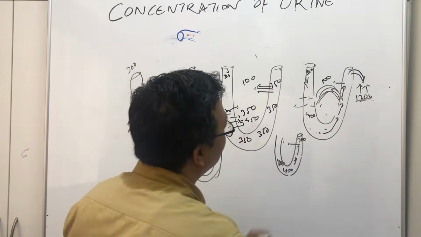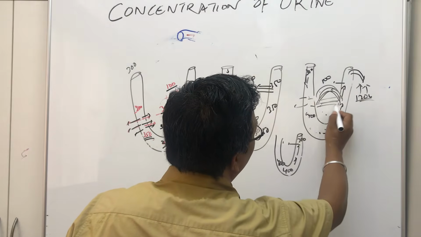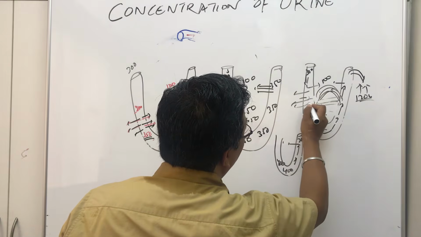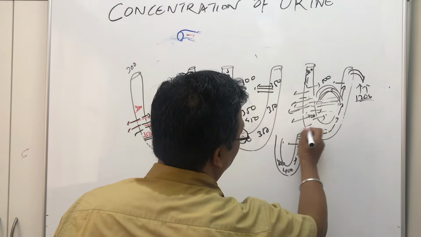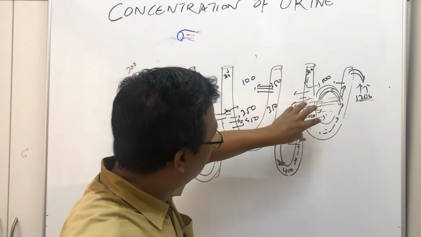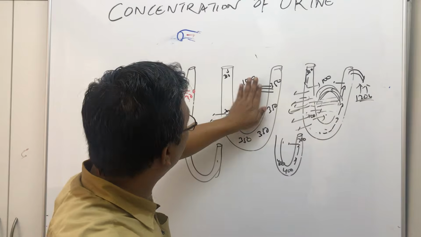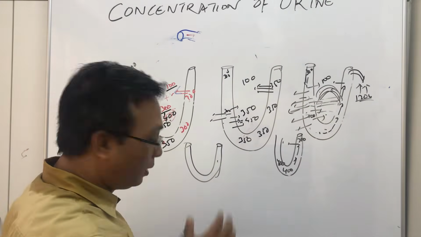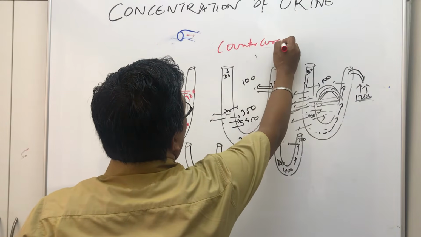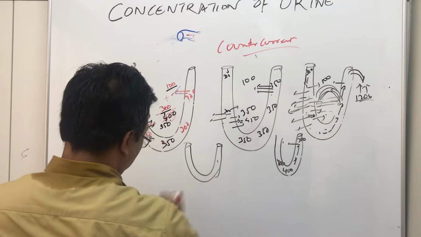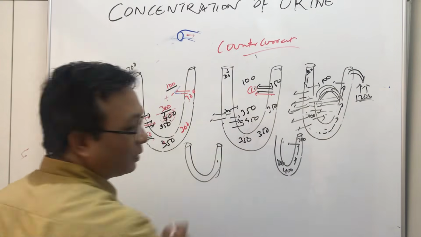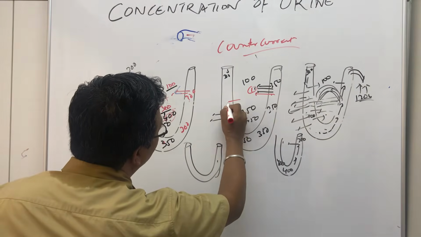Means what? Means there is a huge medullary gradient being made. So the more gradient is made, the more water absorption takes place. So reabsorption of fluid here is done because of the countercurrent mechanism. This mechanism is called the countercurrent mechanism. So when you write countercurrent mechanism, you have to know that number one is absorption from the thick ascending limb. Then number two is losing of water from here.